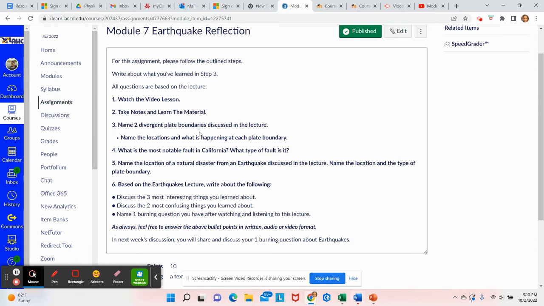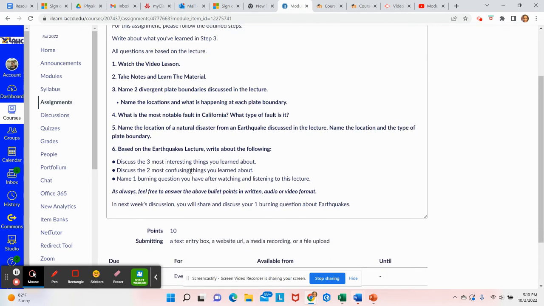The other assignment for this module is going to be about earthquakes, different kinds of plate boundaries, and how those plate boundaries really dictate the kind of earthquakes that we have. For example, what is the most notable fault in California? And we talk about this a lot in our lectures. So there's one fault that I'm looking for. It's in our lecture. So please make sure that you watch those lectures because it's going to mean a lot less work for you. Just watch the lecture and answer the questions. And then in next week's discussion, we're going to share your one burning question about earthquakes.